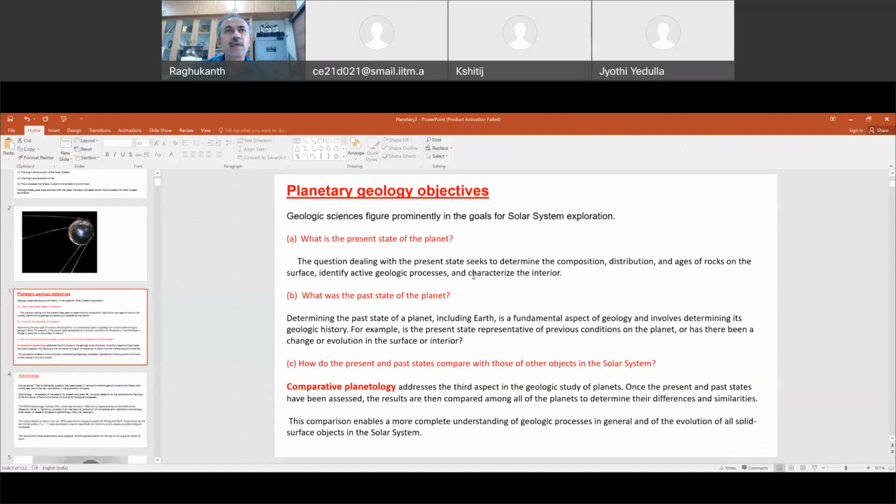So now in our last class, last week, we discussed the solar system inventory. Then now we have gone to the specific objectives of this course. As I already mentioned, this course is about the geological aspects of planetary explorations. In the last class, we discussed that we would like to find out what the present state is, then the past state, and how the present and past states compare with those of other objects in the solar system. These are the main broad objectives of planetary geology.